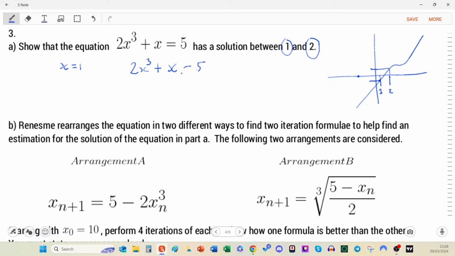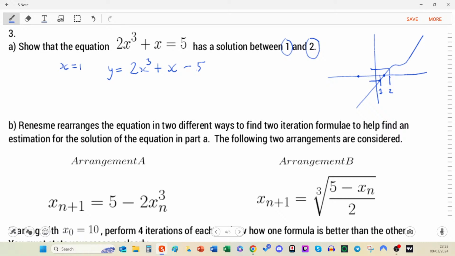Right, 2x cubed plus x minus 4. I've moved the 5 over, so that's now equal to 0, which essentially is my y. And when I set y equal to 0, that's going to be that root that we talked about, where it crosses. If I put it in this form, I'm hoping that the output y is going to be either less than or more than 0.